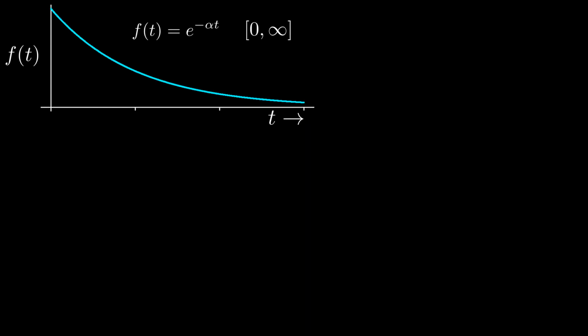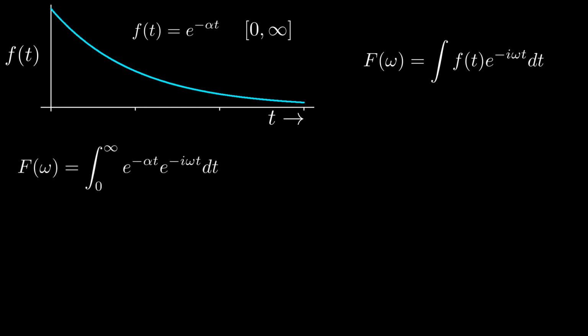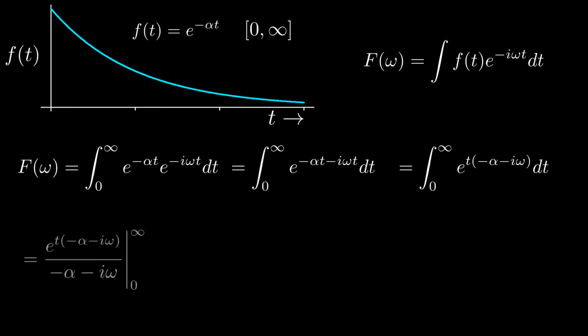Okay, so first we start with the definition of the Fourier transform, integral of f of t times the sinusoid kernel e to the minus i omega t dt. So we'll just plug in f of t and work the calculus. We'll combine the exponents, then we'll undistribute the t. Oh look, this is just an integral of e to the t times a constant. Very easy integral. The constant comes down as a denominator and we evaluate at 0 and infinity.